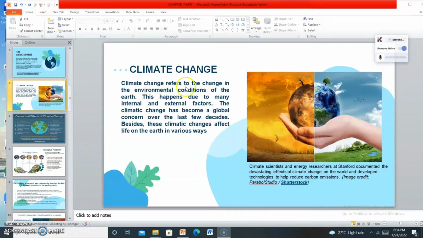Next is climate change. Climate change refers to the change in environmental conditions of the Earth. This happens due to many internal and external factors. Climate change has become a global concern over the last few decades. This climatic change affects the Earth in various ways. So what are the causes and effects of climate change?